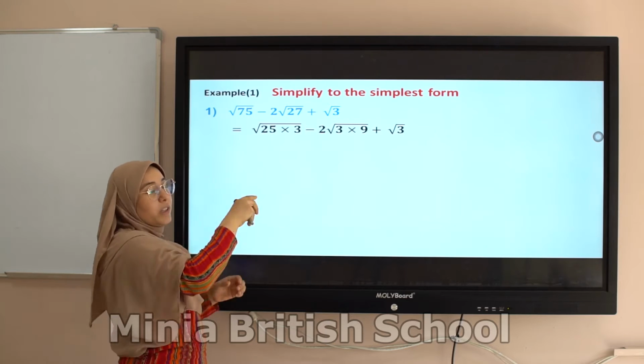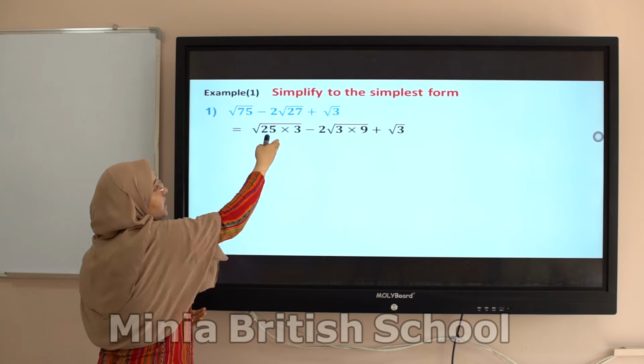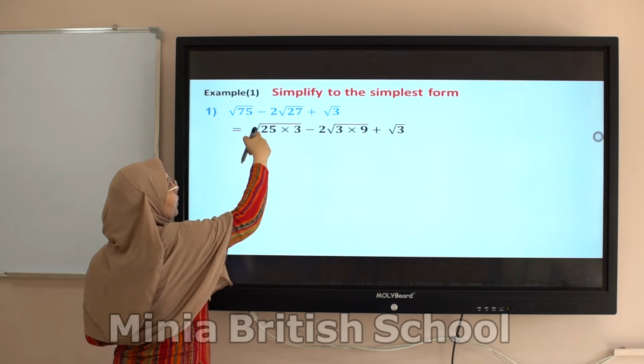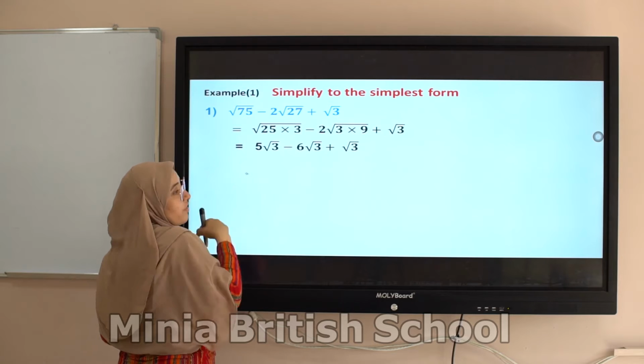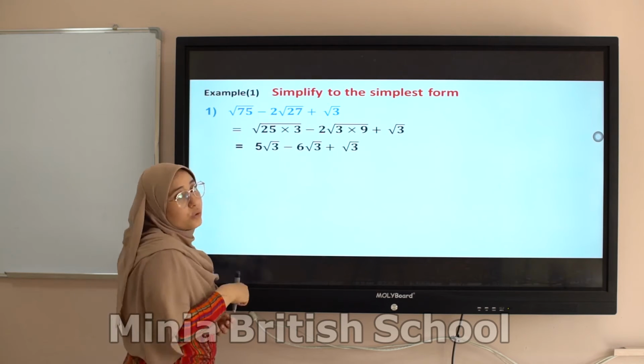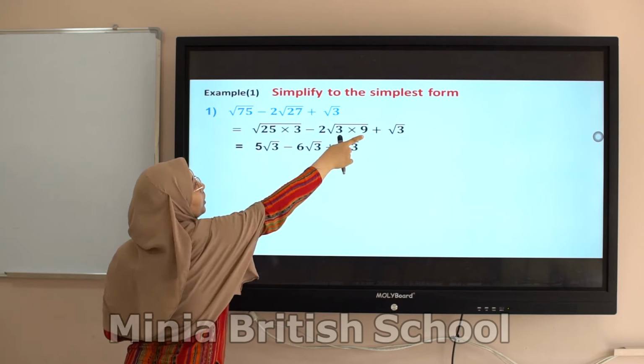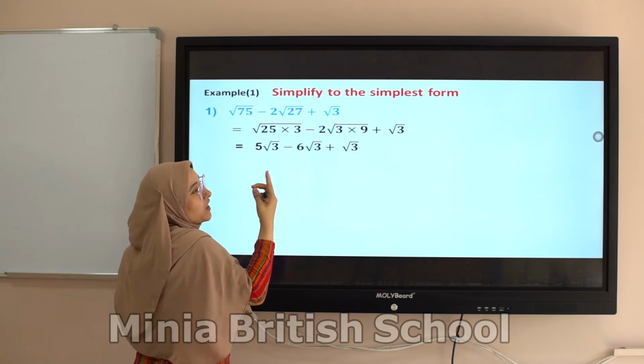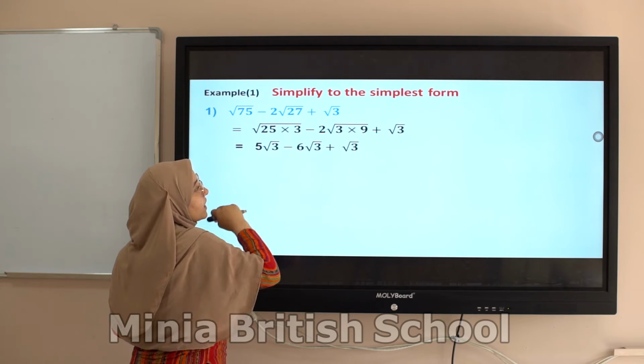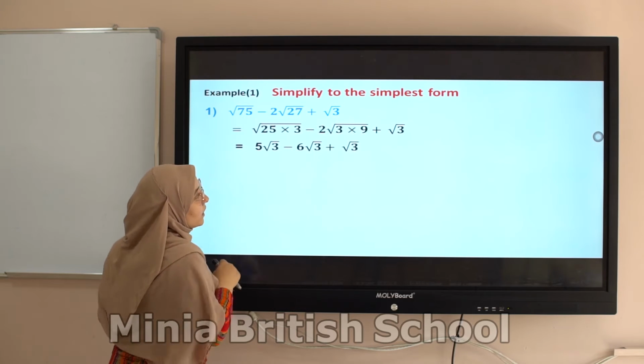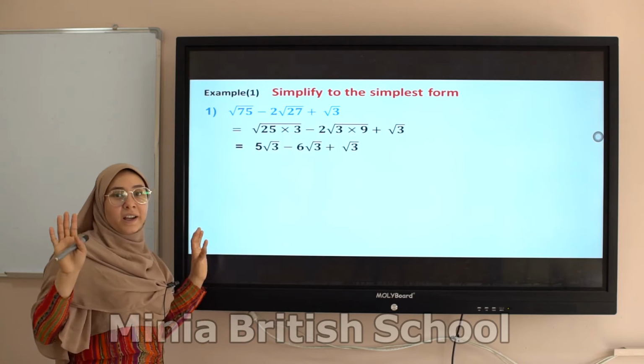I will distribute the square root over the multiplication. The square root of 25 equals 5. Square root of 3 equals root 3. Minus root 9 equals what? Equals 3. 3 times 2 equals 6. Root 3 plus root 3, okay?